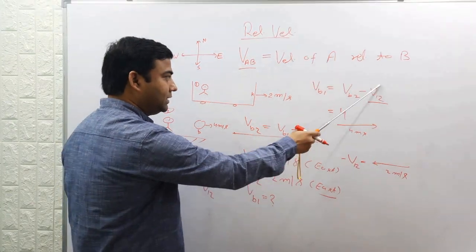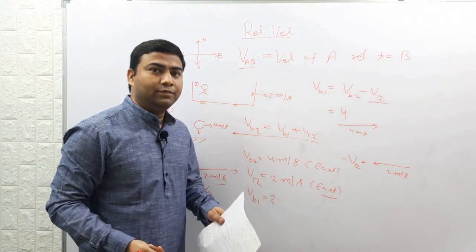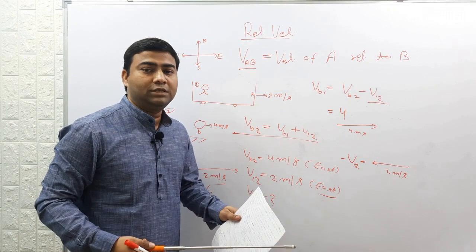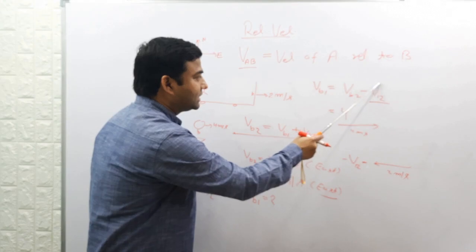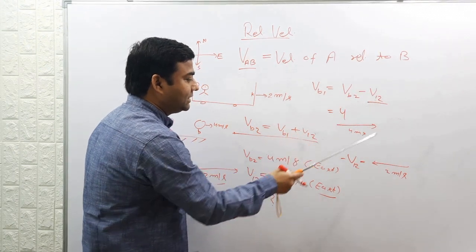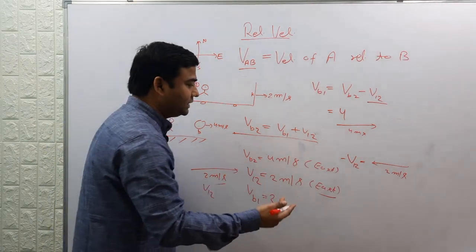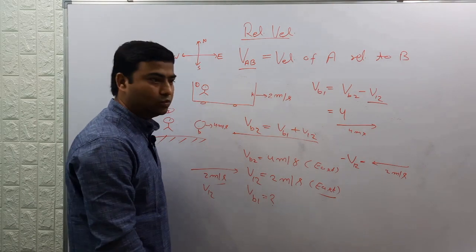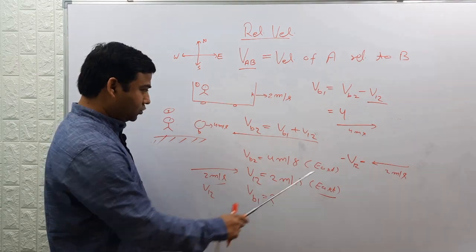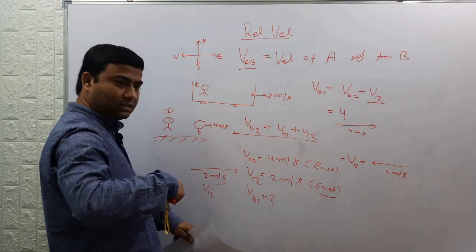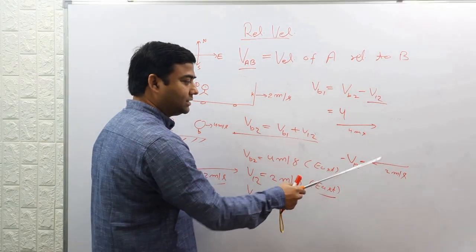But in this formula, we have to find minus V12, because for subtraction of a vector, we add the negative of the vector which is being subtracted. So for minus V12, we will add vector 21, or we can simply write it as minus vector 12. Vector 12 is 2 meter per second in the east direction, so minus 12 will be the reverse of this, that is 2 meter per second in the west direction.